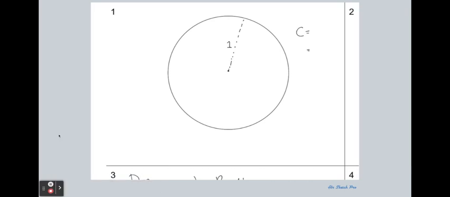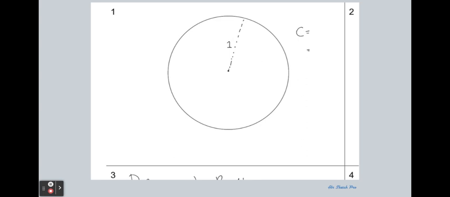Okay, so what is the circumference of this unit circle? Circle with circumference of 1. And you're already stuck if you don't know the circumference formula.